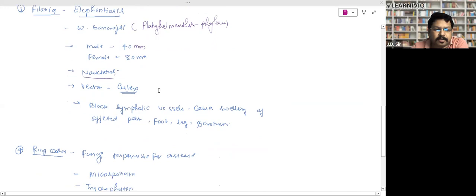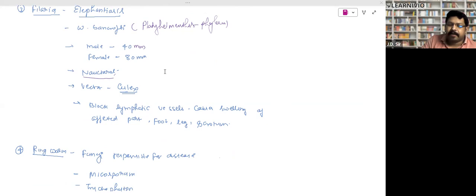This organism is nocturnal. This is very important. What does it mean? It means that during the daytime, the filaria worm goes deeper inside the body. Means it is found deeper inside the blood vessels. So in the daytime, if you take the sample of the patient, there are 90% chances you will not be able to detect the filaria.